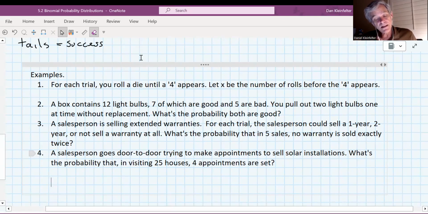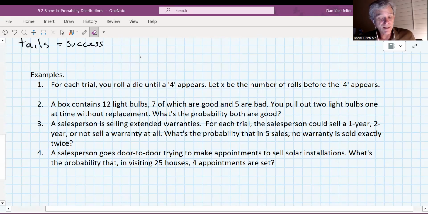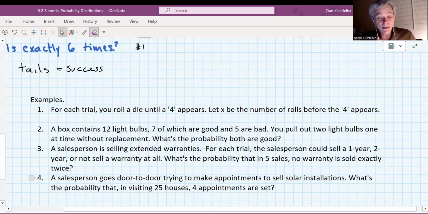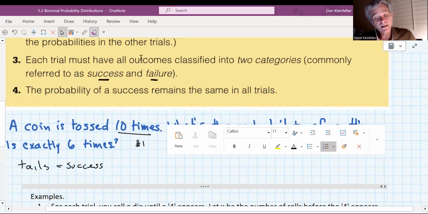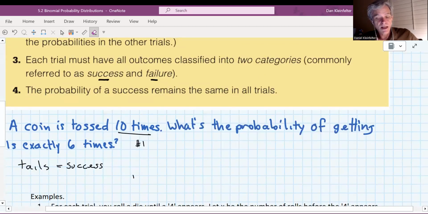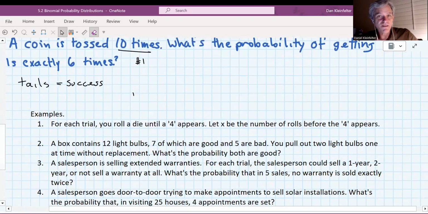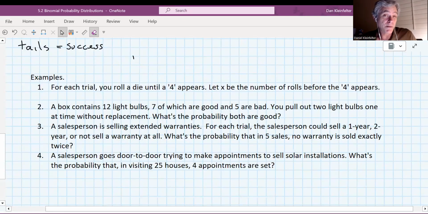Okay, number 4, a salesperson goes door to door trying to make appointments to sell solar installations. We want to know the probability that in visiting 25 houses, 4 appointments are set. There may be a variety of problems there, but at the very least, it doesn't seem like the probability of success is the same in all trials. I would assume that after visiting a few homes the person would get a little bit better at their sales pitch and learn what to say and what not to say, so that later in the trip to the 25 homes, they might be more successful.